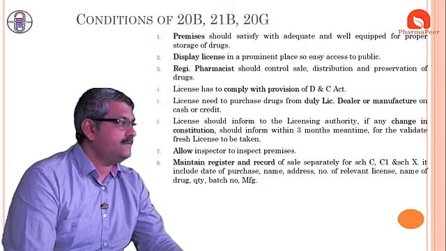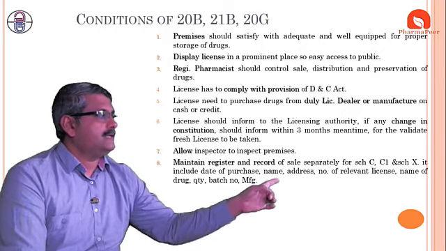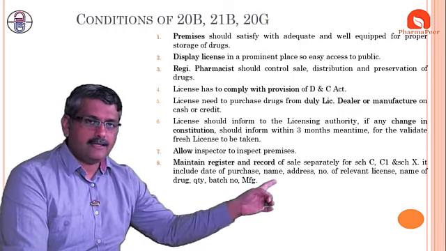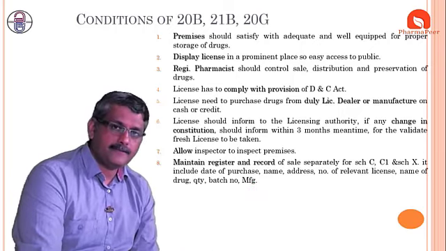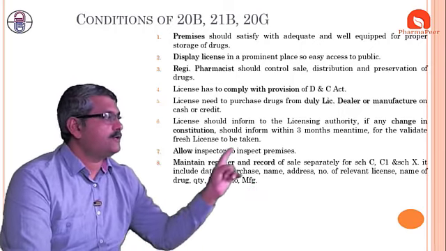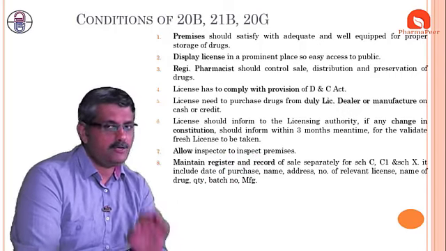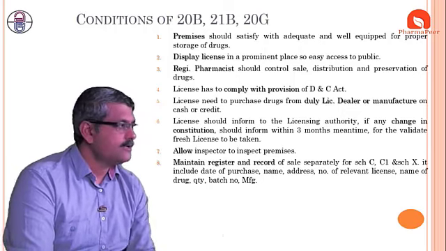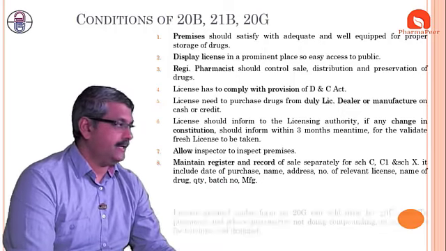Particularly, because why? If you are selling a drug to any retailer who does not have this license number, then you can't sell it. You need to sell only to the person who has a schedule X drug license. Then and only then can you sell to him. So in this manner, this is the register that we need to maintain.